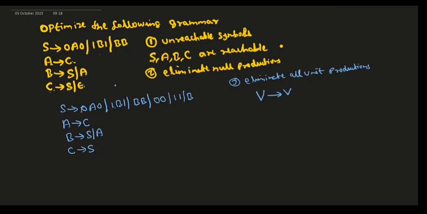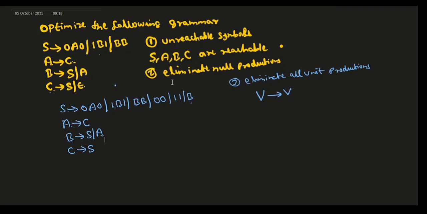Now in this case, what are the unit productions? S tends to B is a unit production. A tends to C is a unit production, B tends to S is a unit production, and C tends to S is also a unit production. Now we can eliminate all those unit productions.